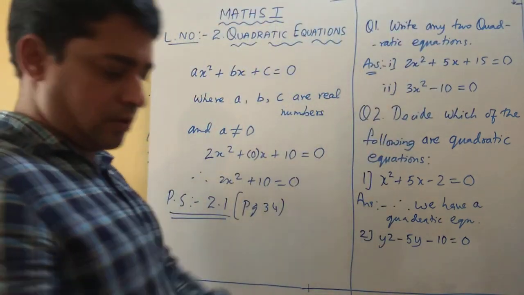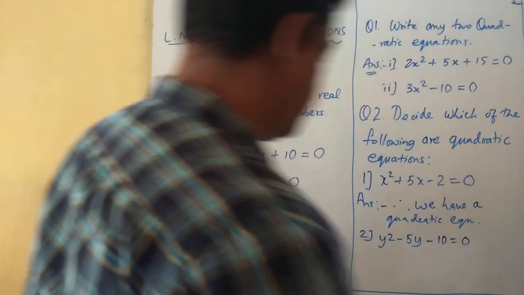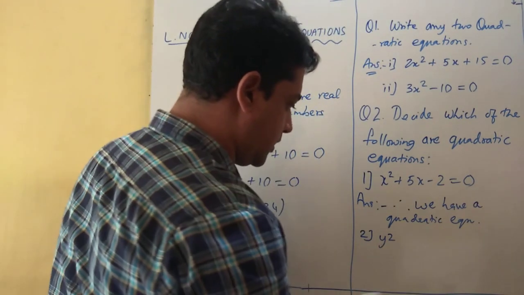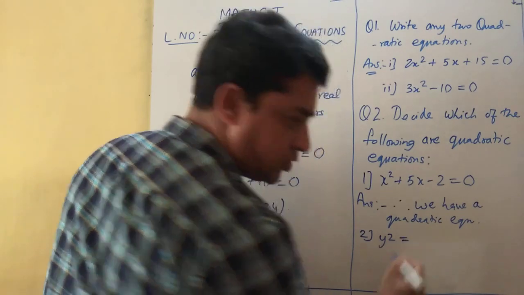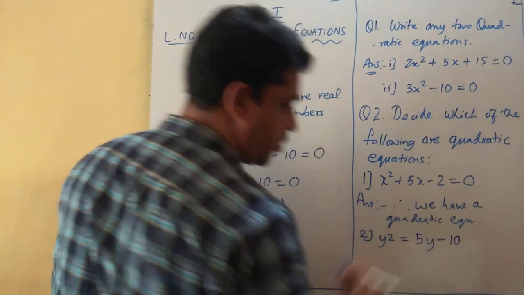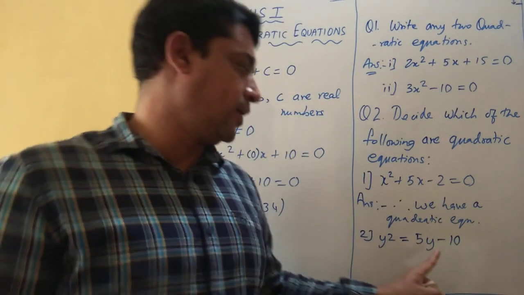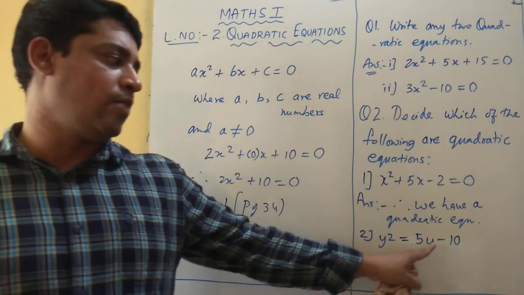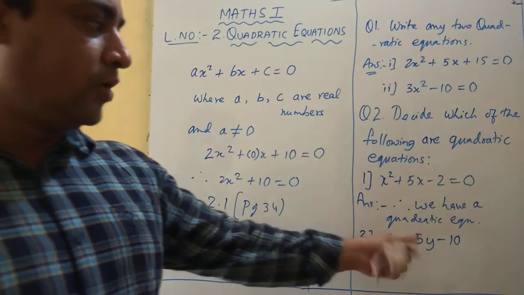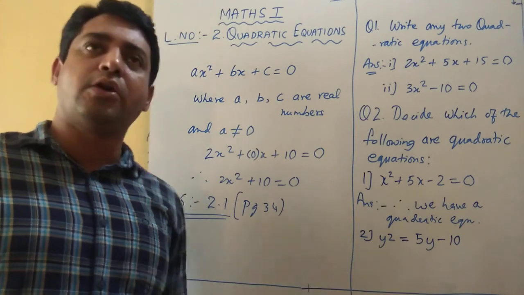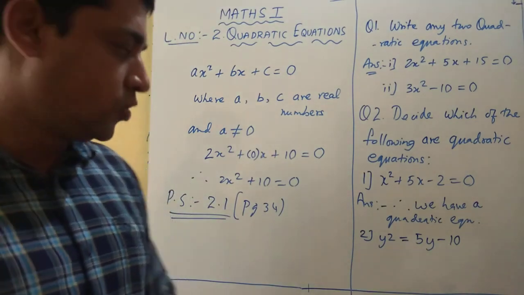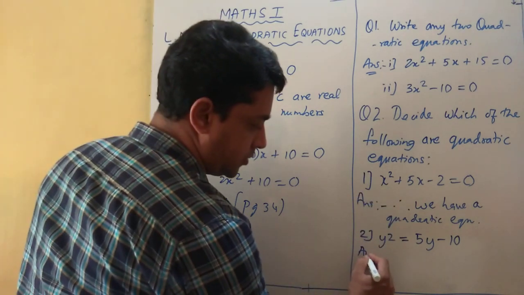Very sorry, I have written the question wrong. It is actually y square is equal to 5y minus 10. So sorry, I cannot see it correctly. y square is equal to 5y minus 10. Again, many of you will directly understand that this is a quadratic equation. But here the equation is not in the standard form, so you will have to arrange it.